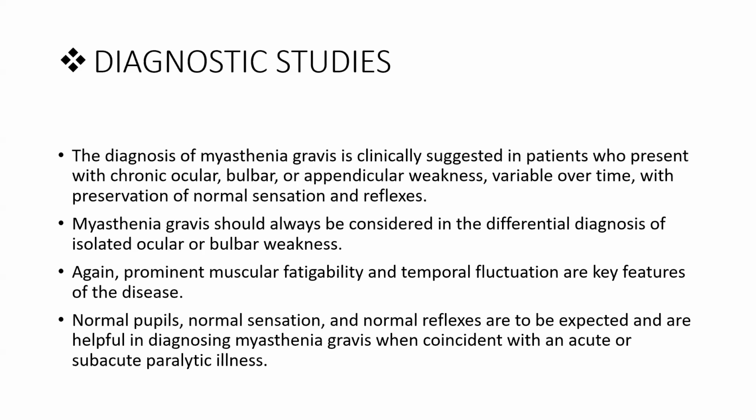The diagnosis of myasthenia gravis is clinically suggested in patients who present with chronic ocular, bulbar, and appendicular weakness, variable over time, with preservation of normal sensation and reflexes. Myasthenia gravis should always be considered in the differential diagnosis of isolated ocular and bulbar weakness. Again, prominent muscle fatigability and temporal fluctuation are key features of the disease. Normal pupils, normal sensation, and normal reflexes are to be expected and are helpful in diagnosing myasthenia gravis when coincident with acute and subacute paralytic illness.